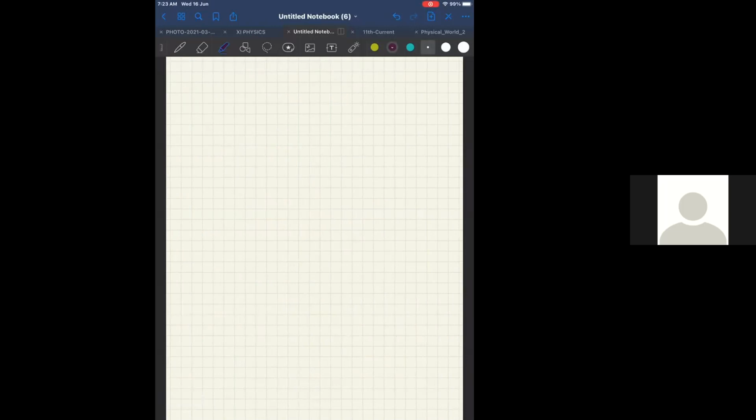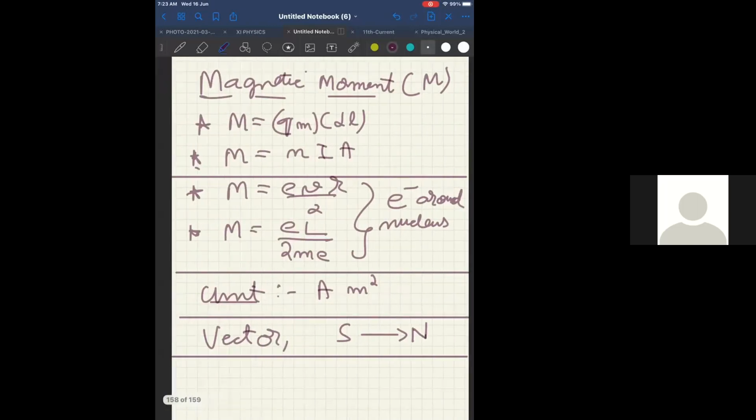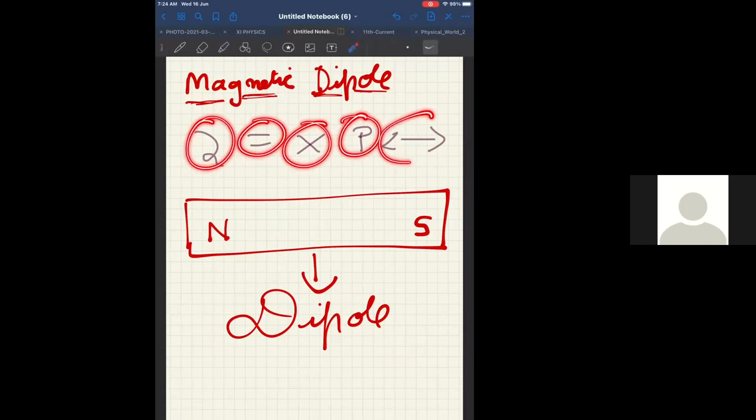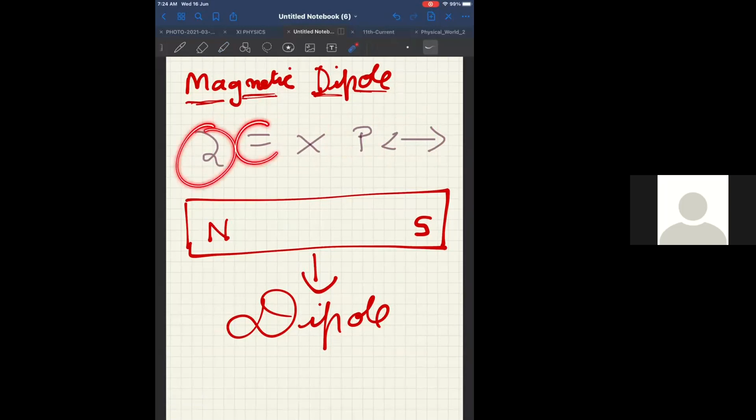Now, if you see in the same page number, two equal opposite poles separated by some distance. This is the wording for dipole: two equal opposite poles separated by some distance.